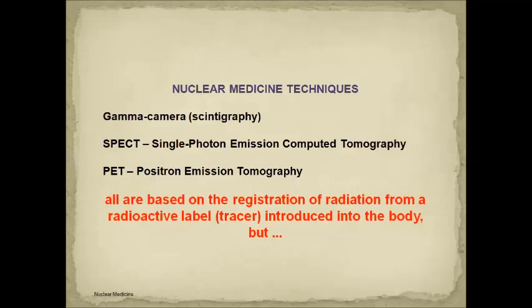There are three main types of nuclear medicine techniques: gamma camera, single photon emission computed tomography, and positron emission tomography. All of them are based on the registration of radiation from a radioactive label or tracer introduced into the human body, but some differences exist.